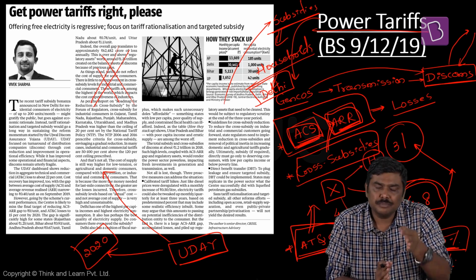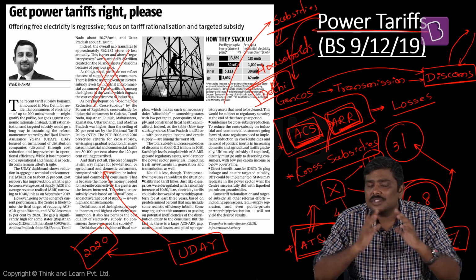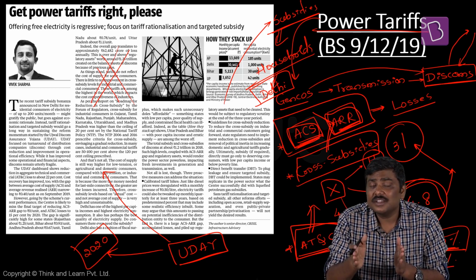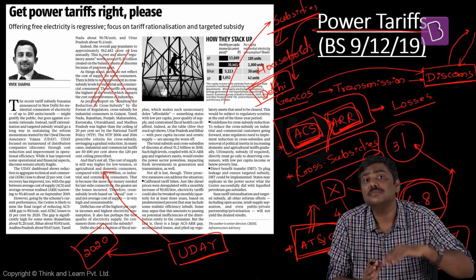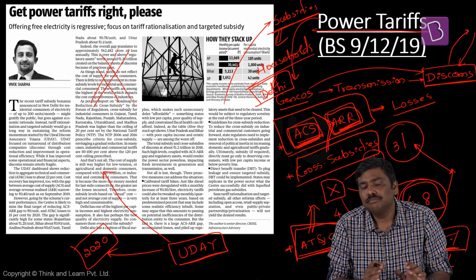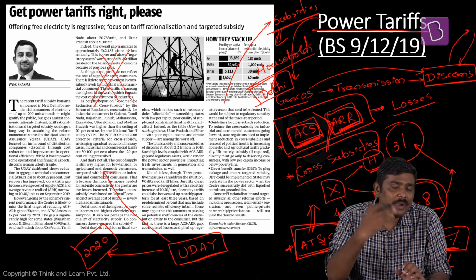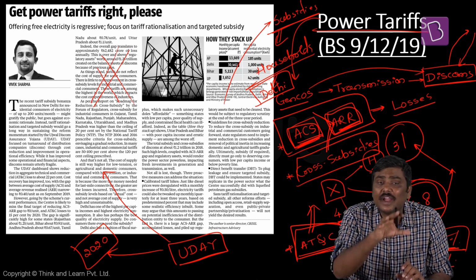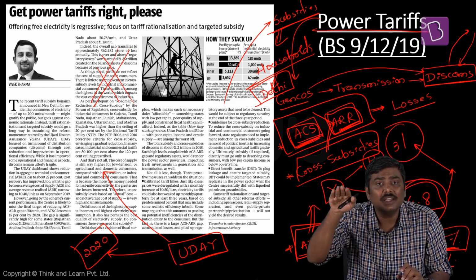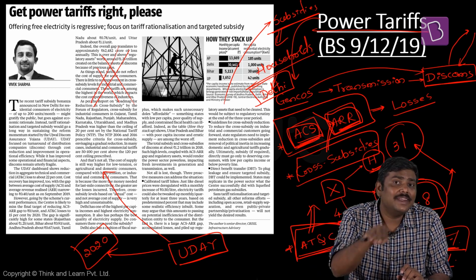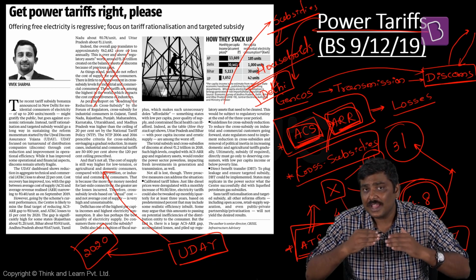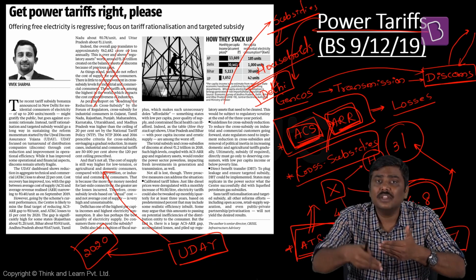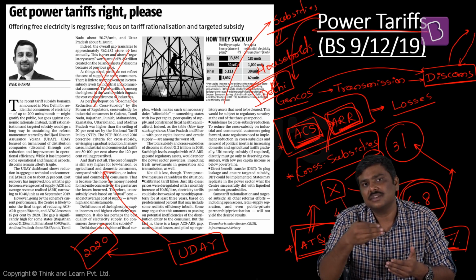The argument put forward in this article is, what is the logic of providing subsidized electricity to all the households in a place such as Delhi, where per capita incomes are very, very high? A better argument, or better implementation, would have been to identify the households below certain income levels and target these households, so that those which actually need the benefit would have been given the benefit of subsidized electricity.